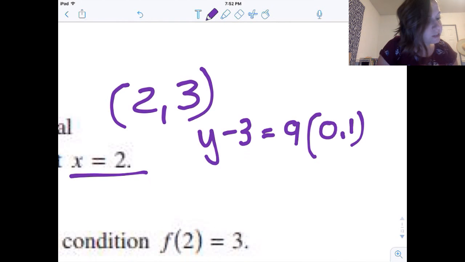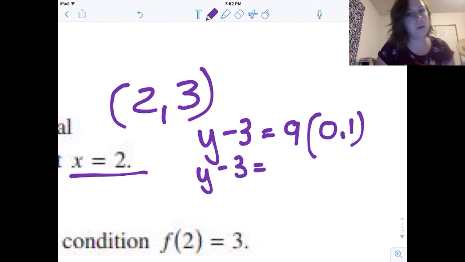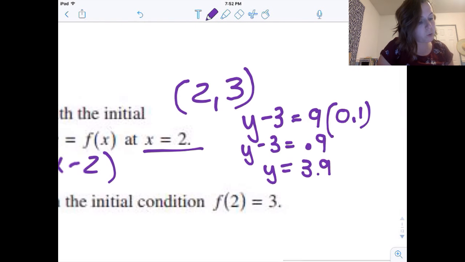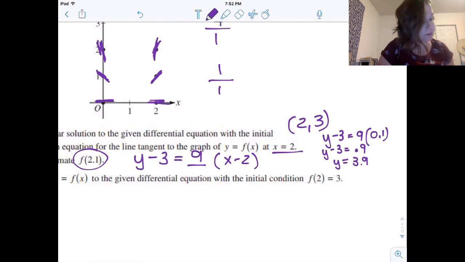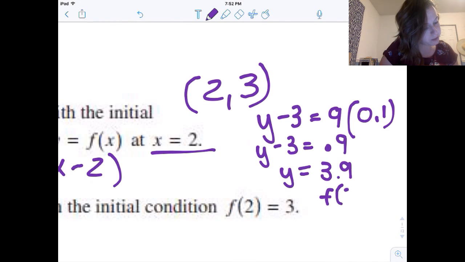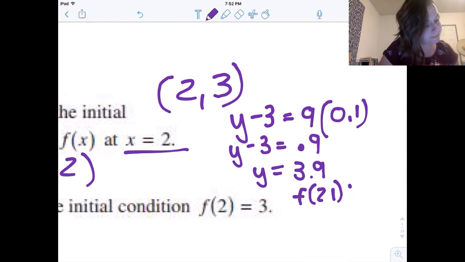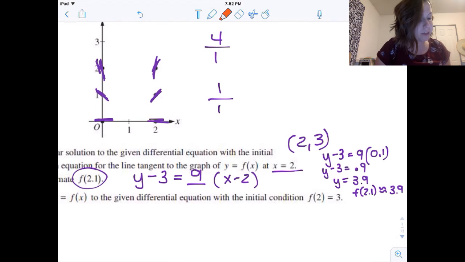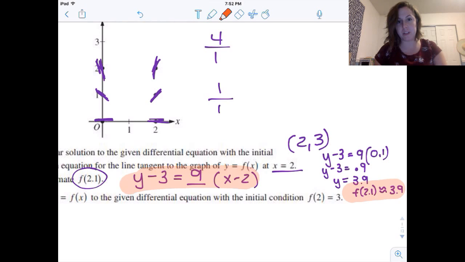So y minus 3 equals 9 times 0.1, which would be 0.9, right? Add 3 to the other side, so this would be 3.9. So what I know is that f of 2.1 is approximately 3.9. So there's two parts of this answer that I'm looking for. Number 1, I'm looking for a correct tangent line. Number 2, I'm looking for a correct approximation. Okay? All right, and now we're going to do part C.